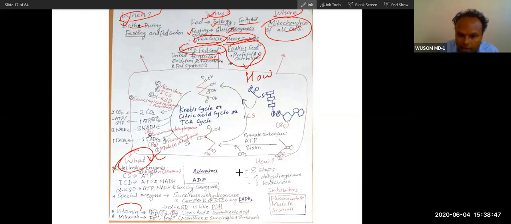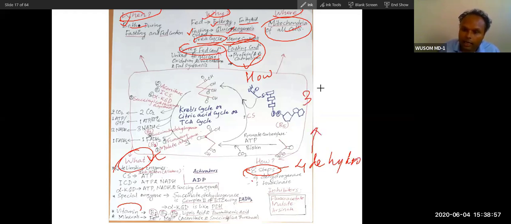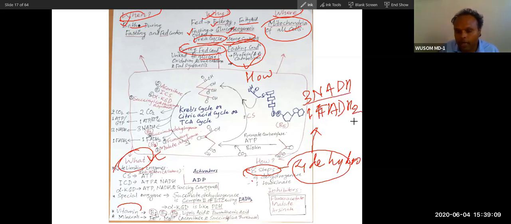How many steps are there? There are 8 steps. In those 8 steps, 4 are dehydrogenase. You can easily understand that 4 dehydrogenase correspond to 3 NADH and 1 FADH2. So if you remember the 4 dehydrogenase, you will understand where NADH is produced and where FADH2 is produced.